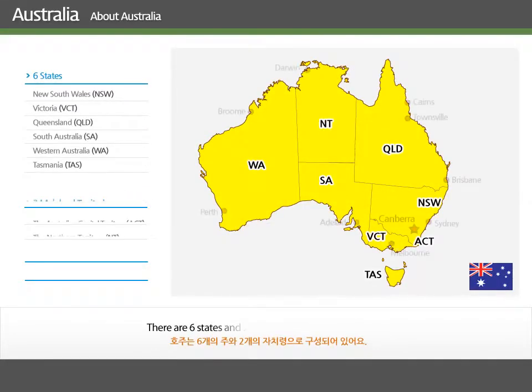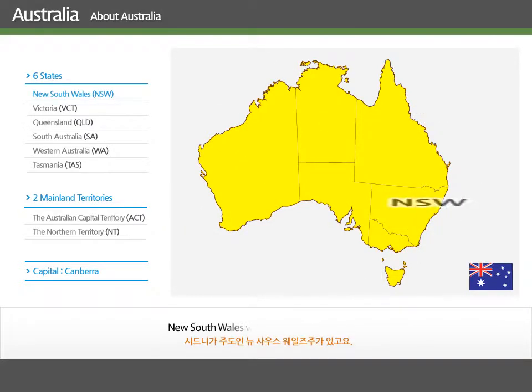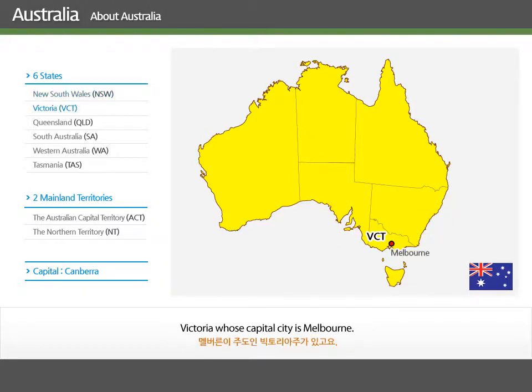There are 6 states and 2 mainland territories in Australia. New South Wales, whose capital city is Sydney. Victoria, whose capital city is Melbourne. Queensland, whose capital city is Brisbane. South Australia, whose capital city is Adelaide. Western Australia, whose capital city is Perth.